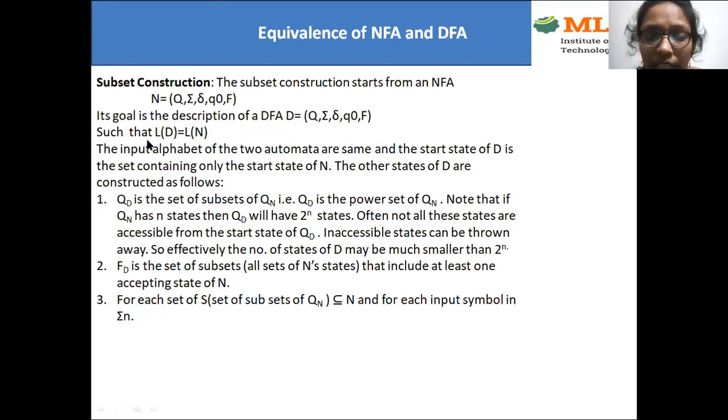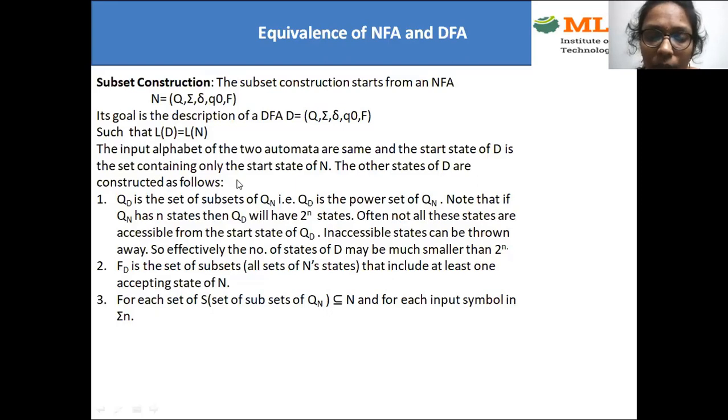Such that L of D is equal to L of N. So even after conversion, the converted diagram should also accept the same language. You should draw it like that. The language should stay the same. The language accepted by NFA as well as the language accepted by DFA should be the same. So this is the process here.